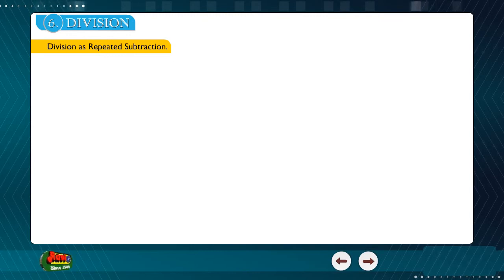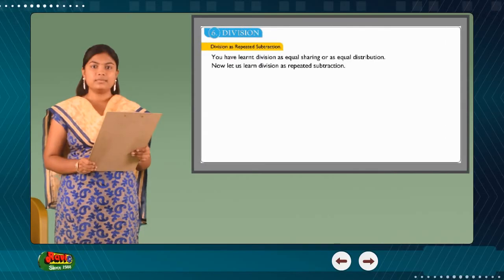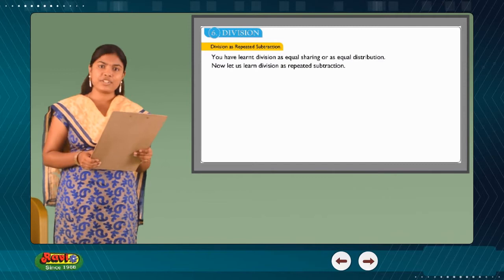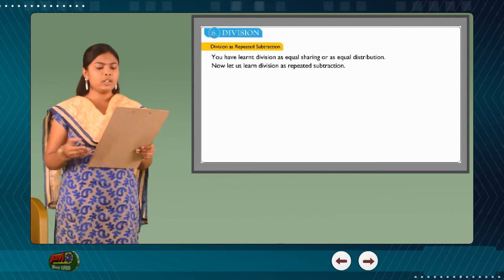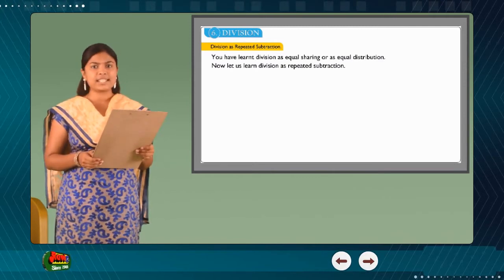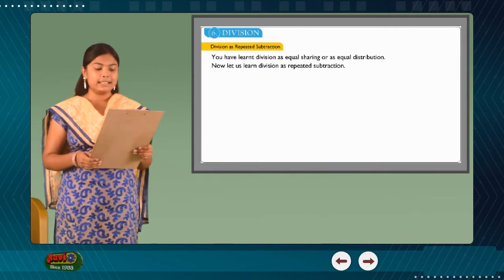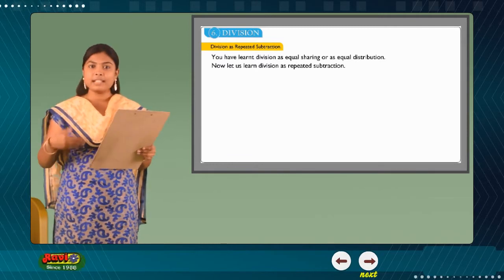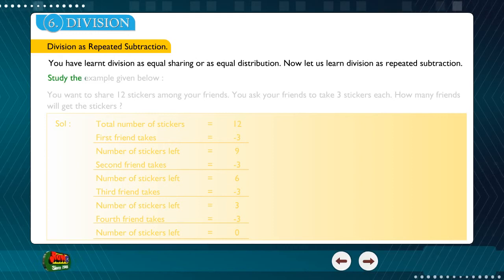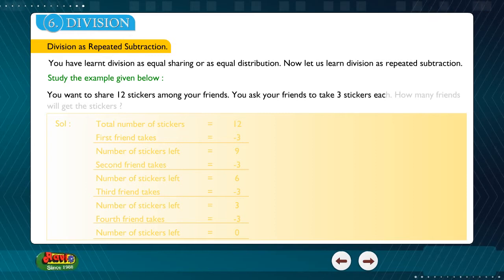Division as repeated subtraction. You have learnt division as equal sharing or as equal distribution. Now let us learn division as repeated subtraction. Study the example given below. You want to share 12 stickers among your friends. You ask your friends to take 3 stickers each. How many friends will get the stickers?